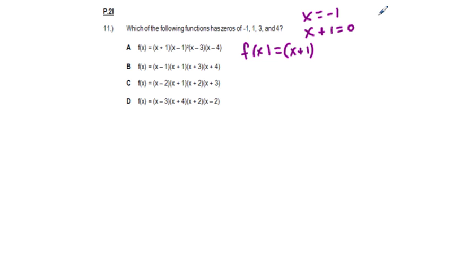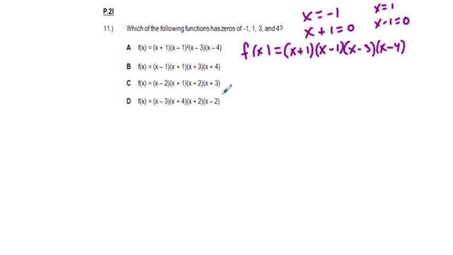And if we have a zero of 1, x equals 1, then we're going to have x minus 1 equals 0. So one of our factors is going to have to be x minus 1. And similarly, our other factors are going to be x minus 3 and x minus 4.